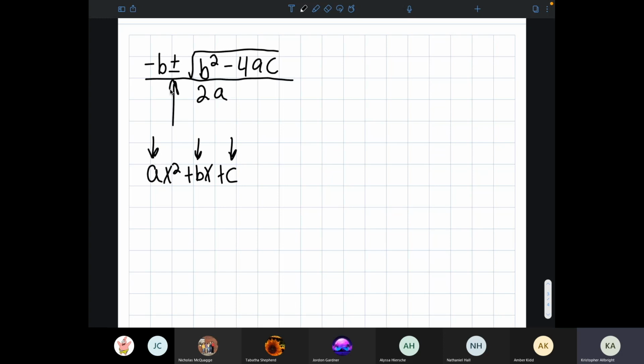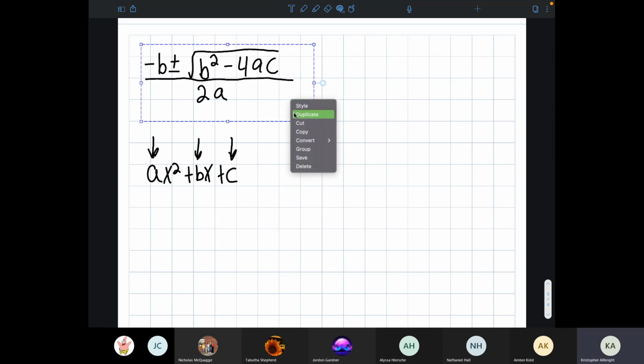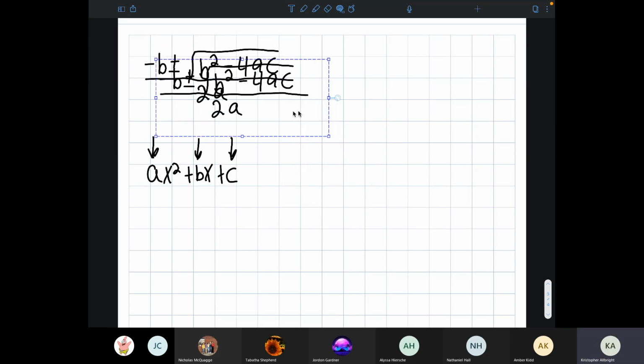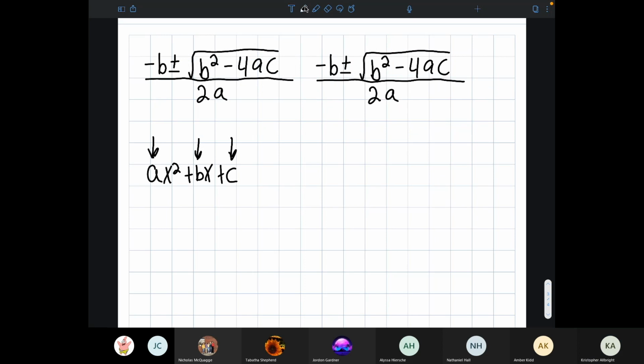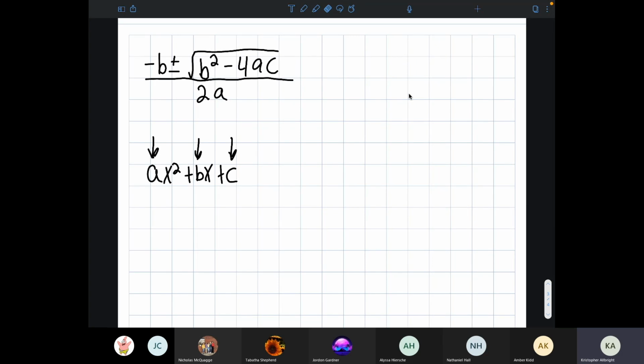So if you wanted to duplicate this and think of the quadratic formula like this, then that will work. It's however you want to envision it, but I think it's easier with plus minus because it's the same formula. All the letters are the same, all the numbers are the same, all the signs are the same. But the plus minus means just divided into 2 problems, one of them with plus, one of them with minus.